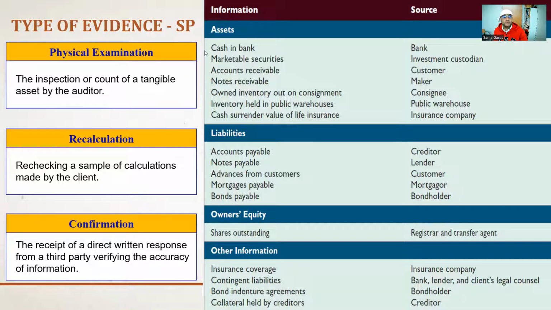You can tell for each item in assets, liabilities, and equity can have a confirmation from an external provider away from the client. When we get the confirmation from those stakeholders, it's more reliable and it gives us confidence in the amounts that have been recorded by the client.